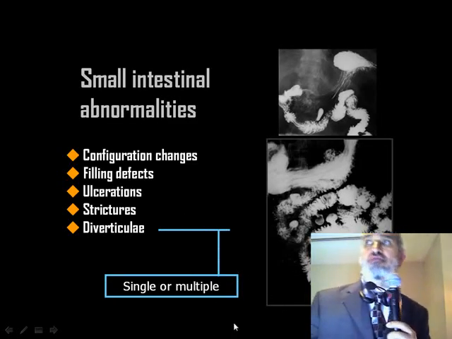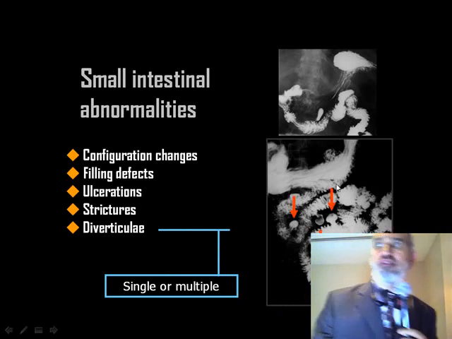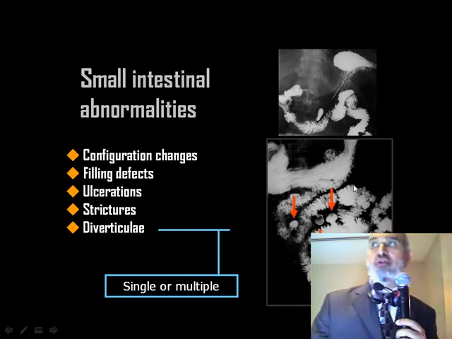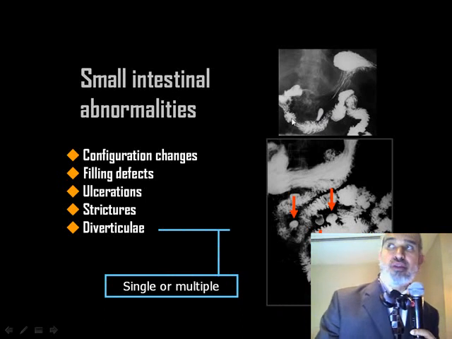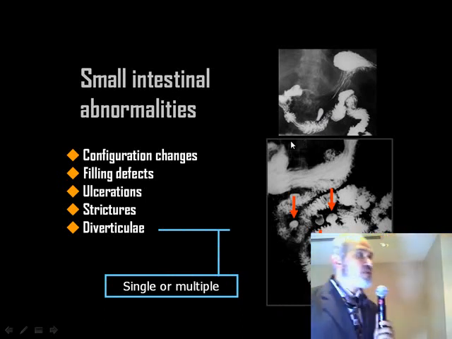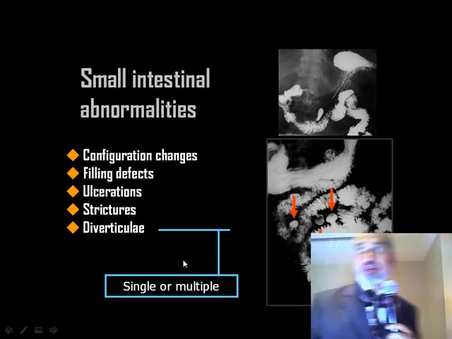And the last issue of the small bowel is diverticuli, and diverticuli are rare in the small bowel compared to the duodenum. Diverticuli in the duodenum are common, but in the small intestine are relatively rare.